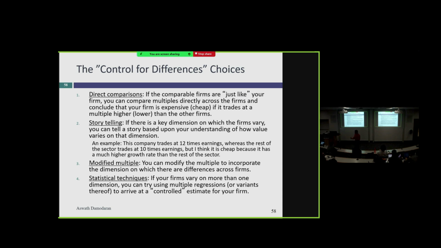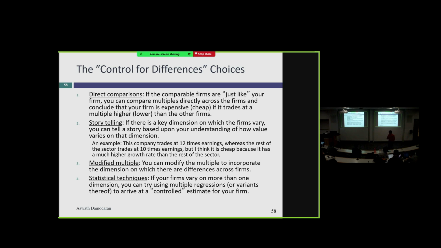For much of the last century, GM traded at a premium over Ford, and the story was it's got a much broader customer base, much better company. That changed over time, but storytelling. So you do direct comparisons and you try to say that company is very much like yours. There's nothing to control for.